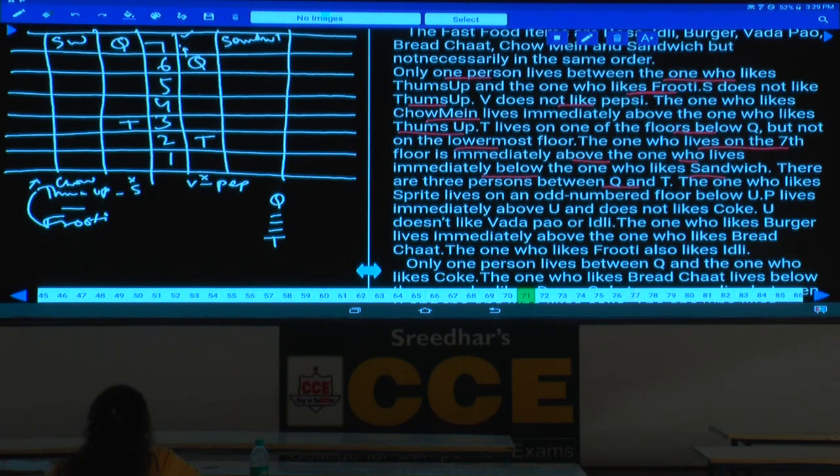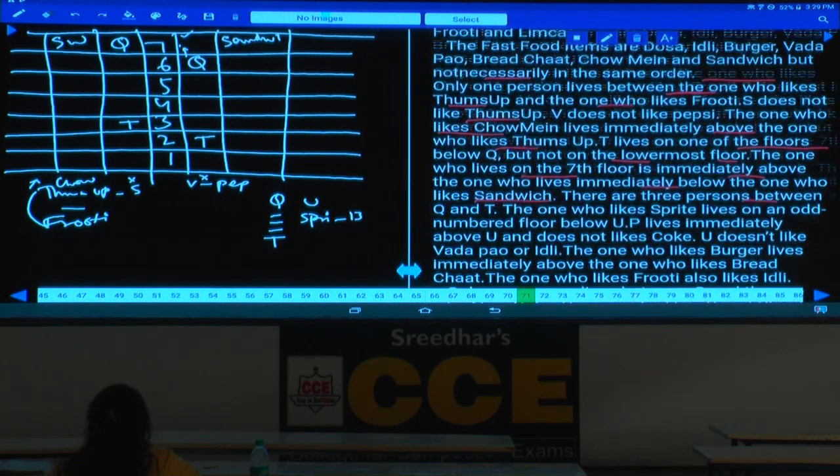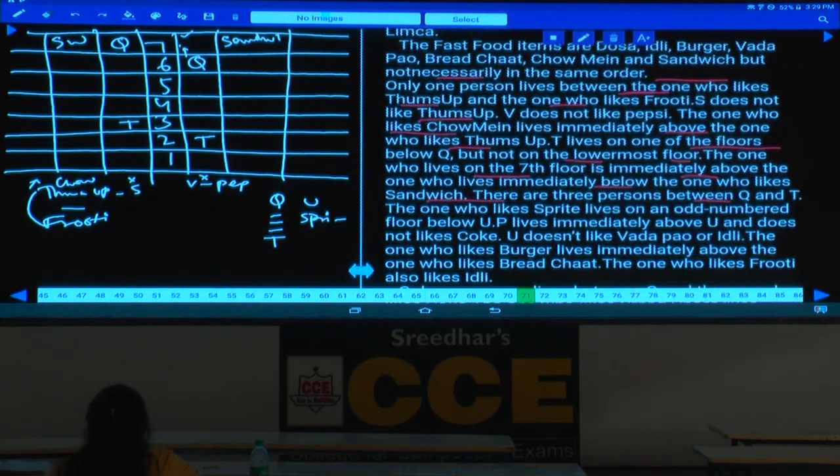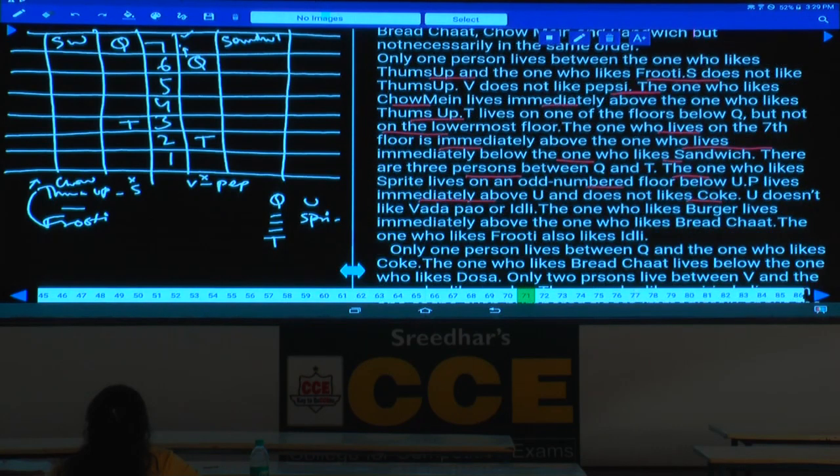And the one who likes Sprite lives on an odd number floor below you. Sprite is on an odd number floor and it is below you. Hence it can be 1, 3, 5. Isn't it? Sprite can be 1, 3 and 5.